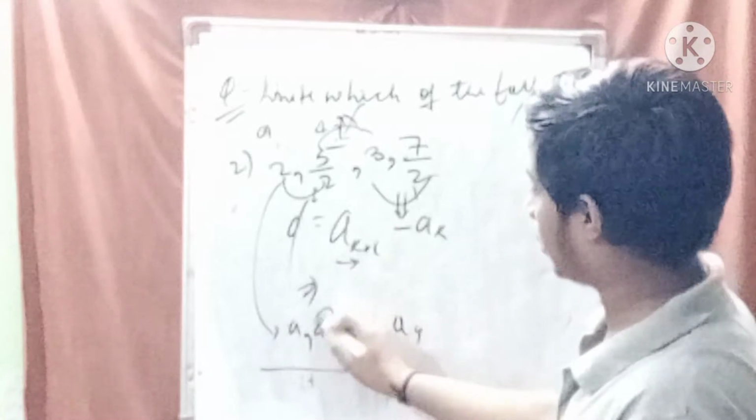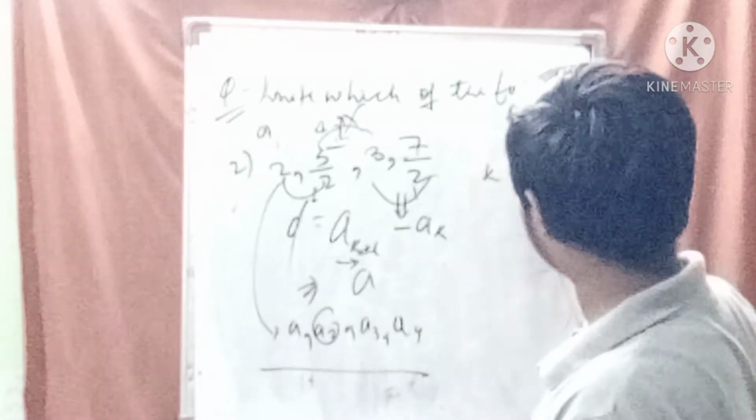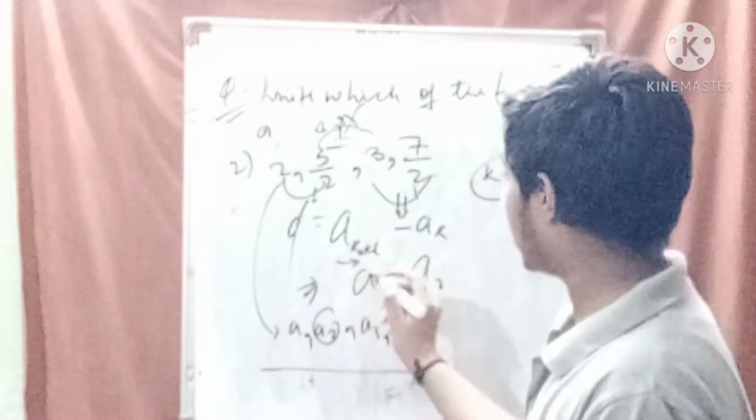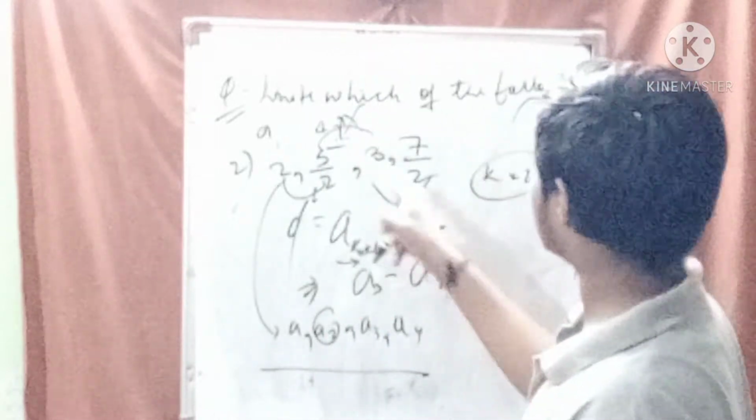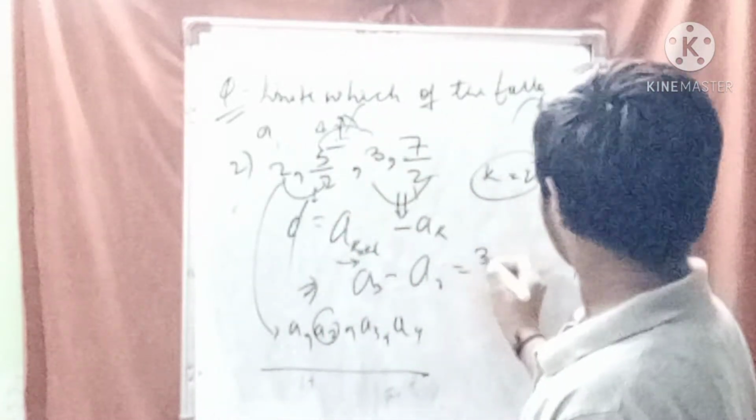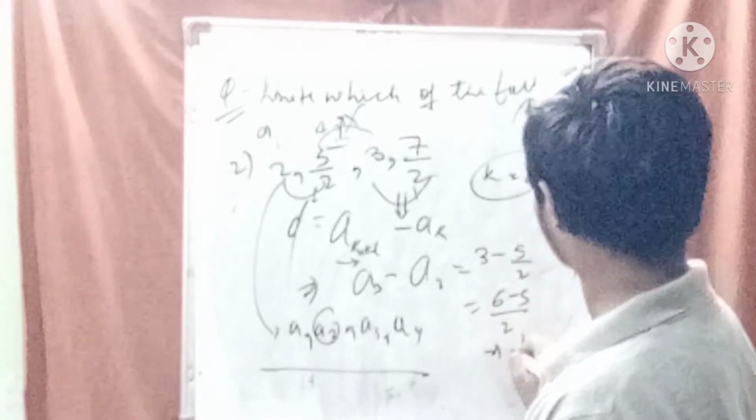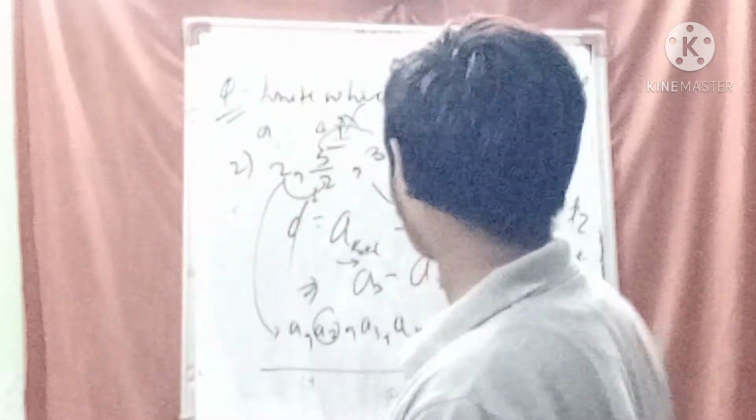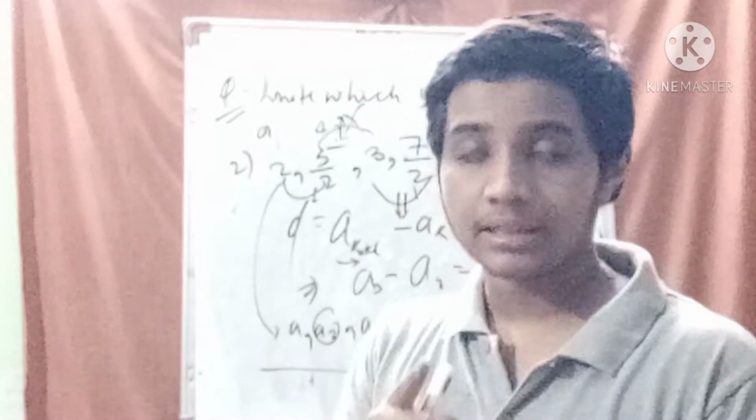So let's take first A2. Here k is equal to 2, so k plus 1 would be 3. A3 minus A2. What is the value of A3? 3 minus 5 by 2. That is 6 minus 5 by 2, that is 1 by 2. 1 by 2 is the common difference for A3 minus A2. Did you get that?